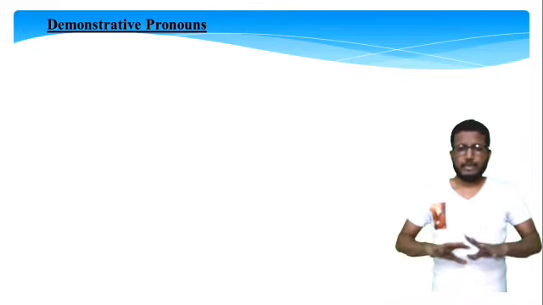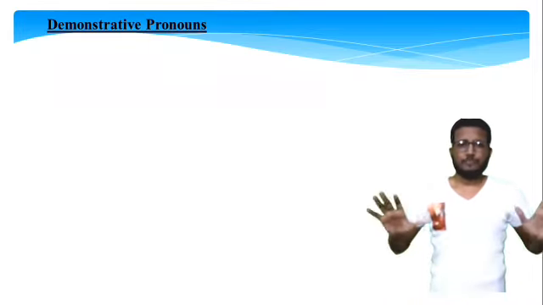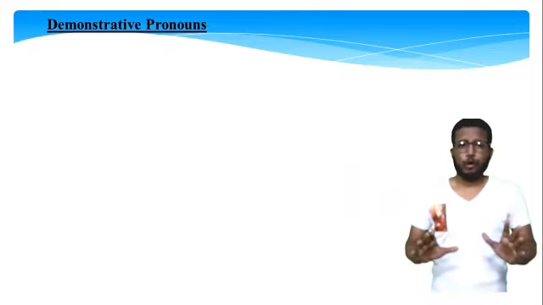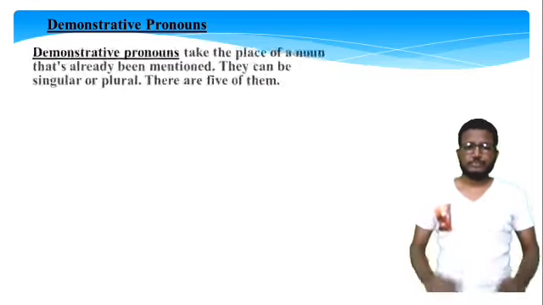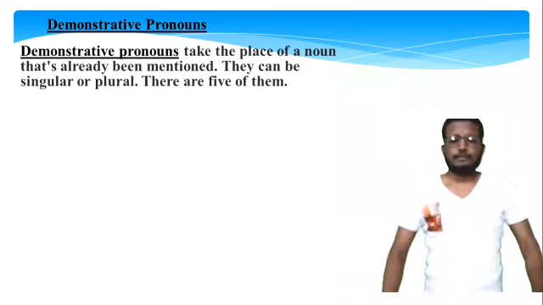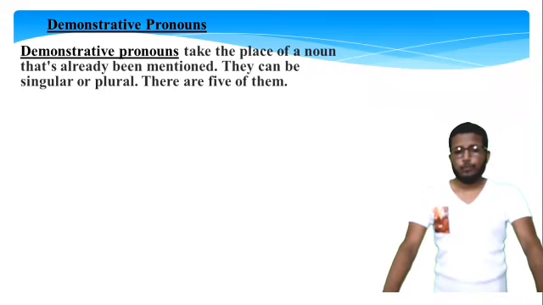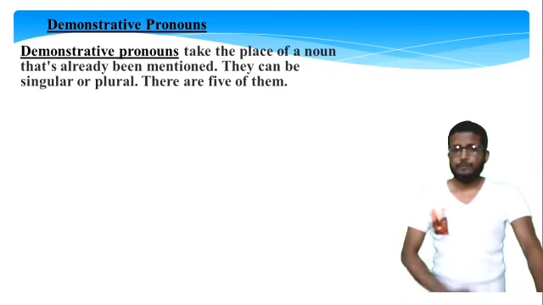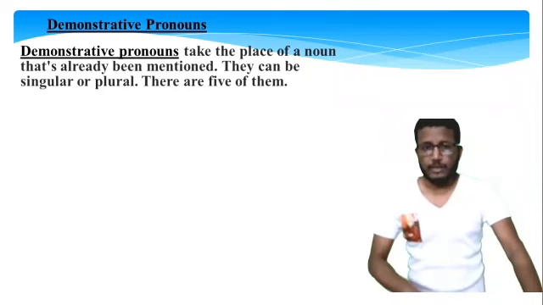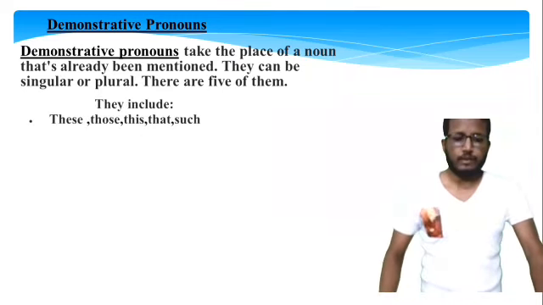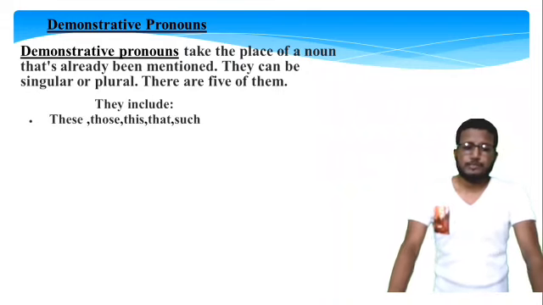Demonstrative pronoun. Demonstrate means giving a description, elaborately saying something about something. So what are demonstrative pronouns? Demonstrative pronouns take the place of a noun that has already been mentioned. They can be singular or plural. There are 5 of them, and we use them to describe something. So who are they? They are this, these, those, that, such.